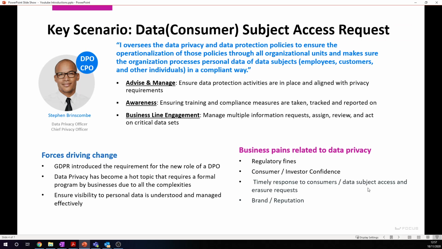So the key scenario we're going to discuss today is something that's appropriate to the data privacy officer or the compliance team. They want to oversee data privacy and data protection throughout the organization, to make sure all the organizations comply with the most appropriate way of dealing with data subjects. So they need to ensure data protection activities are in place. They need to ensure training and compliance is in place, awareness of data privacy, and as a business line engagement process, they need to manage multiple information requests to assign, review, and act on critical data sets.